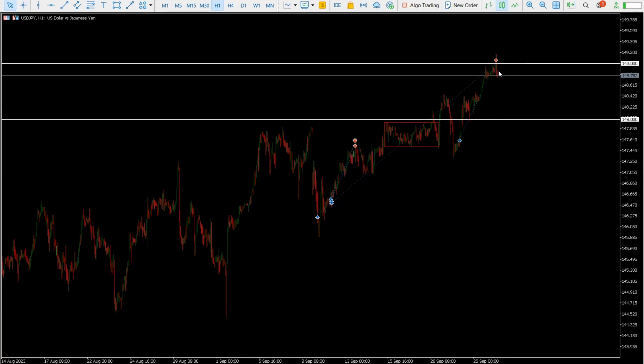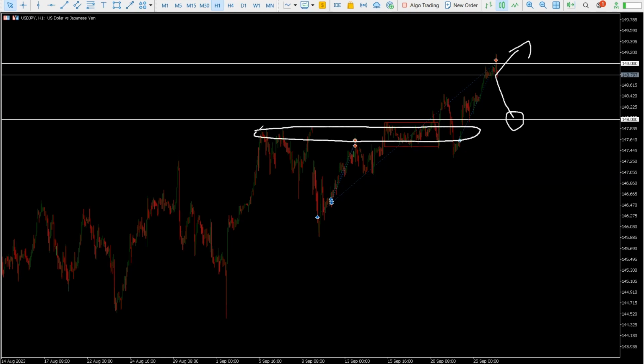We did hit 149. So now, what do we expect? Basically we have a few options, right? We continue to go up and just continue to go up, or we have a retracement to this area again, right? So first we had a retracement to this area. I'm looking at 148 as a very nice area that people are looking to buy.